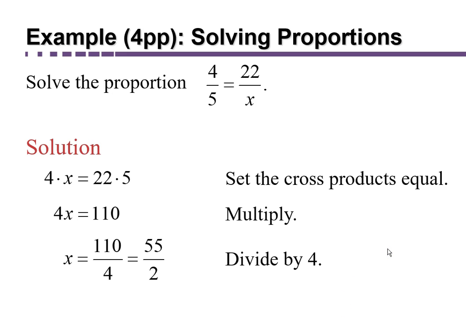Which they will show us right here. Now they're getting 55/2, which reduces to 27/5. You can leave it this way too.